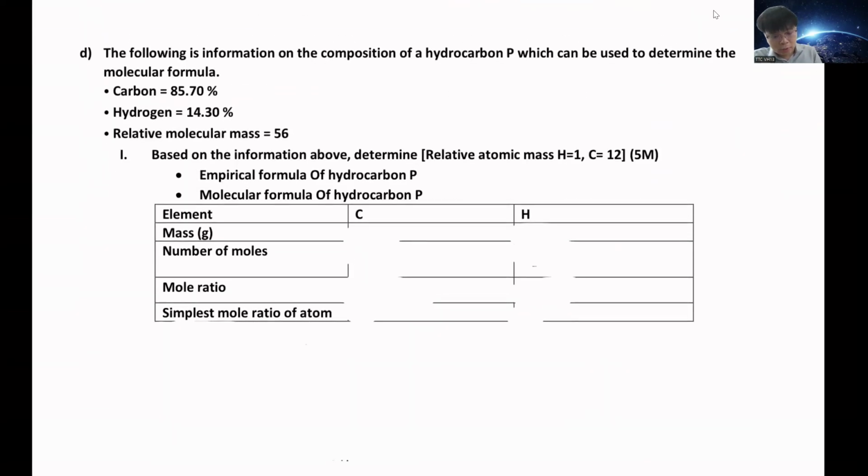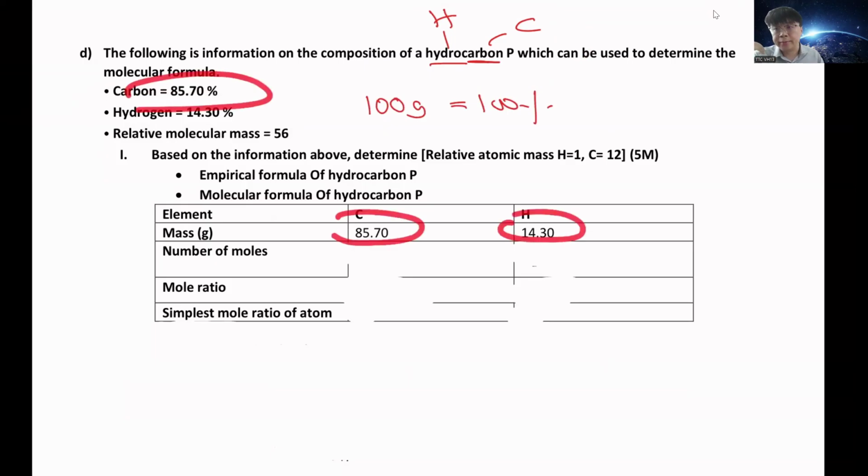This one is a hydrocarbon. So whenever I tell you hydrocarbon, carbon is C, hydrogen is H. So hydrocarbon is C and H. Then after that, they give you a percentage. So when they give you a percentage, you assume the sample is 100 gram. Why? 100 gram equals 100%. Then after that, you just put the percentage in. So 100 gram equals 100%.